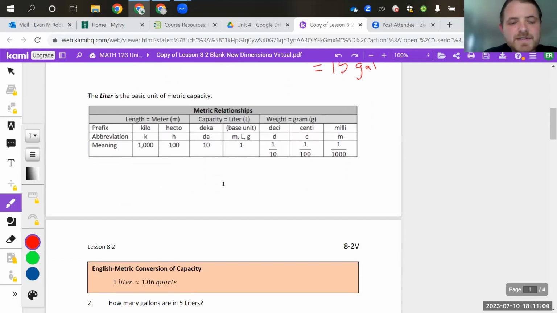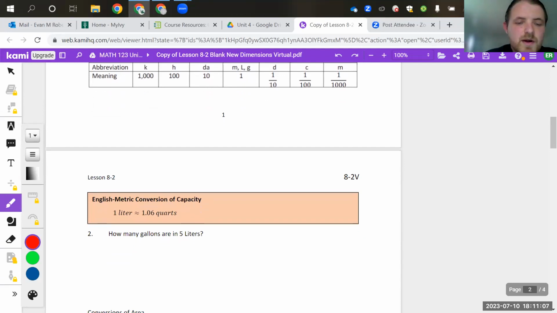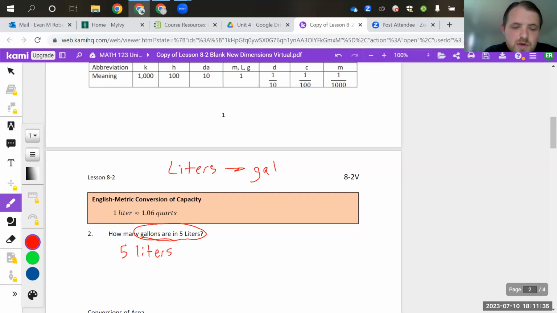Now if we convert this, just like we did before, we're curious how many gallons there are in 5 liters. So again, excuse my crappy handwriting, we're going from liters to gallons. We've got to relate different things. We've got to get rid of liters and turn it into gallons. So I'm going to start just like before with 5 liters on top, all divided by 1.